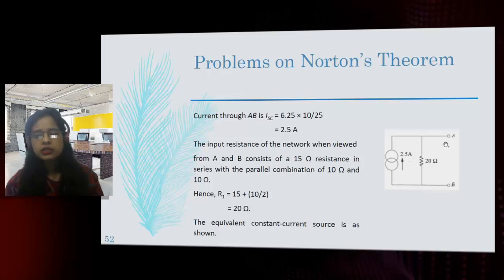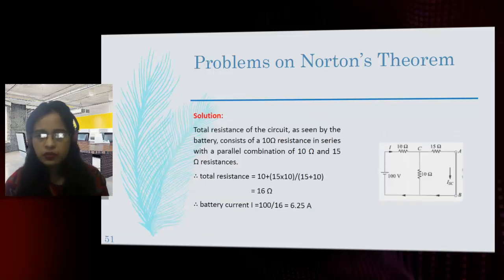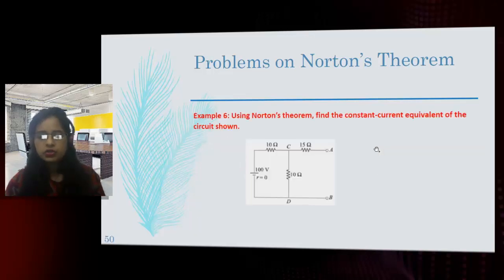Next, our aim is to find the equivalent resistance. For finding the equivalent resistance, what do we do? We remove all the sources from this circuit. So this source is removed. R is equal to 0, which means the internal resistance is negligible, so there is no resistance. If we remove this, only this 10 ohm will remain.